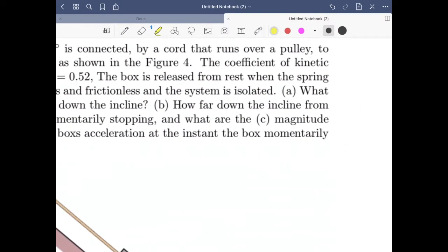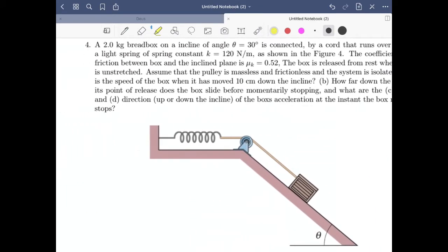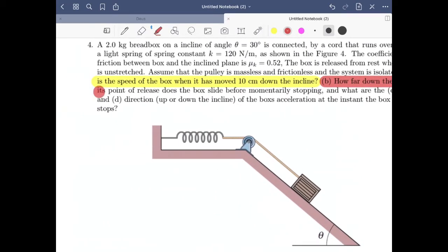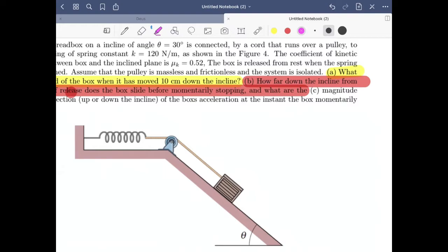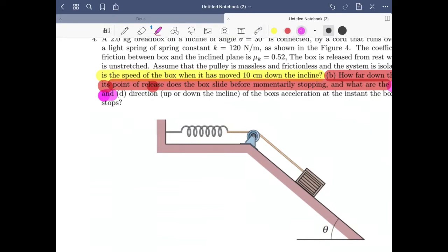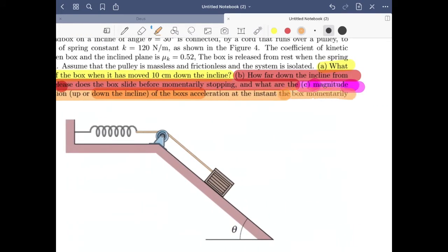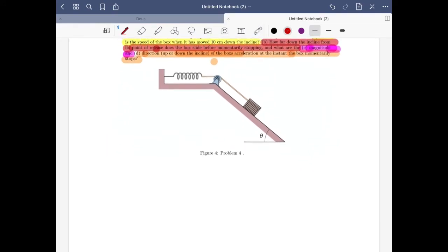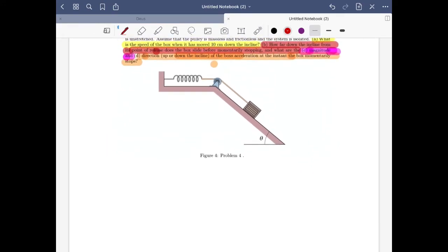So for this exercise we have three problems. The first is, what is the speed of the box when it has moved 10 centimeters down the incline? The second, how far down the incline from its point of release does the box slide before momentarily stopping? The third and the fourth, what are the magnitude and direction, up or down the incline, of the box's acceleration at the instant the box momentarily stops?